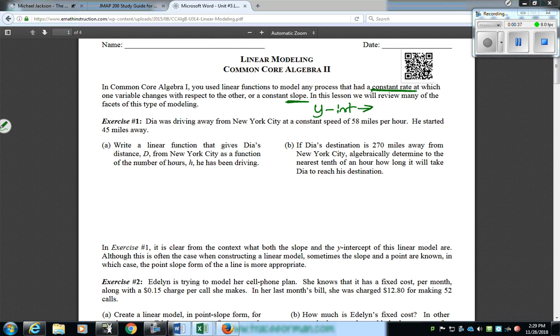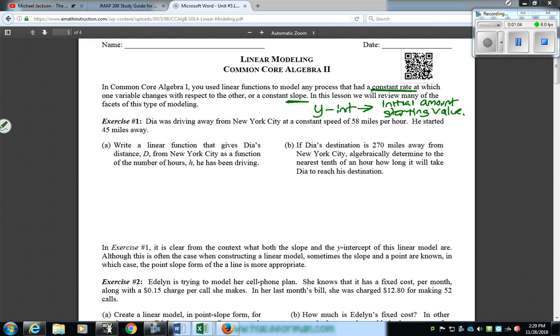So if you want to put that on your paper, the Y-intercept could be like an initial amount, could be a starting value, but it's the point where it touches the y-axis. A lot of times if we're talking about time, it's when time is 0. Now we're going to look at a couple examples. One's going to use the slope-intercept and one's going to use the point-slope form.